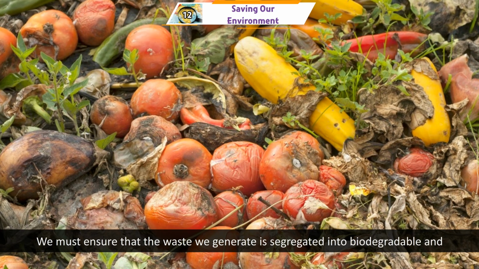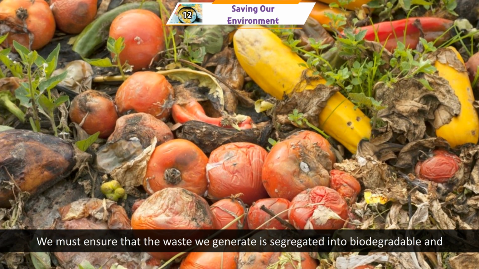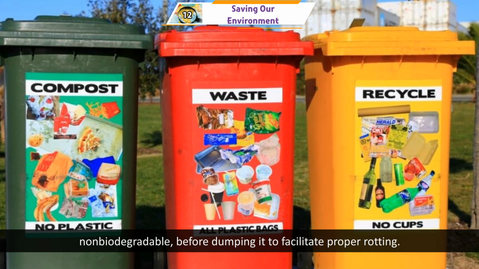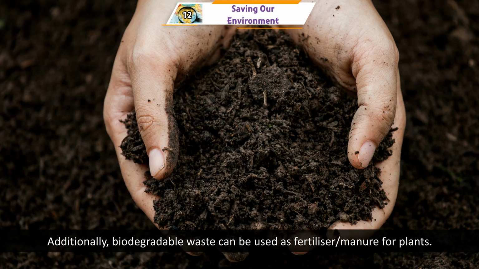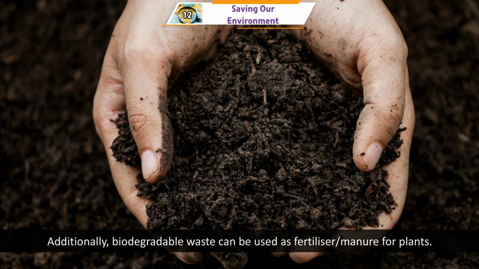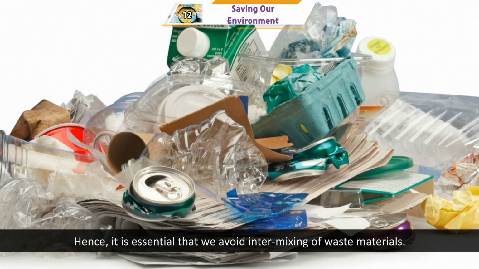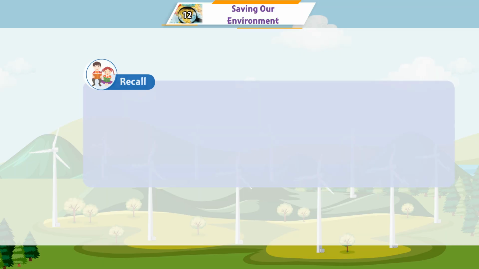Rot. We must ensure that the waste we generate is segregated into biodegradable and non-biodegradable before dumping it to facilitate proper rotting. Additionally, biodegradable waste can be used as fertilizer manure for plants. Hence, it is essential that we avoid intermixing of waste materials.